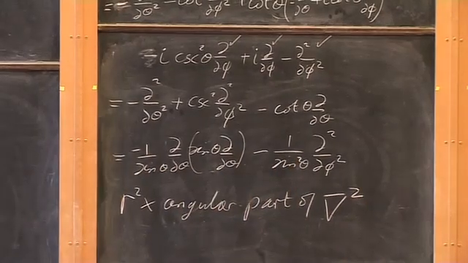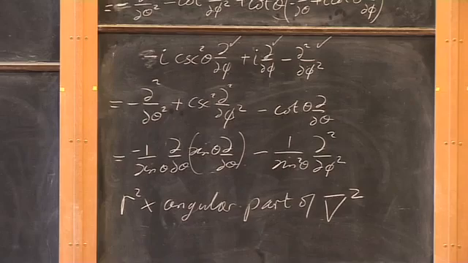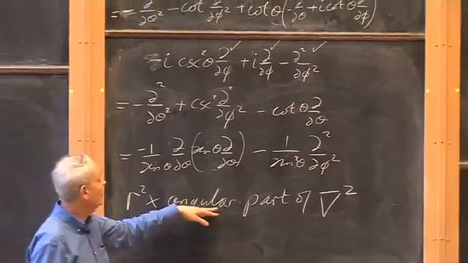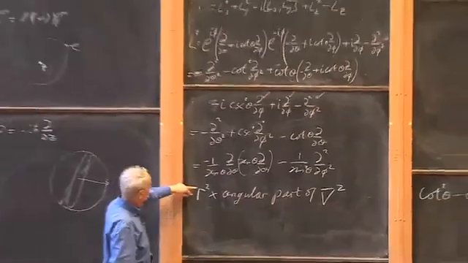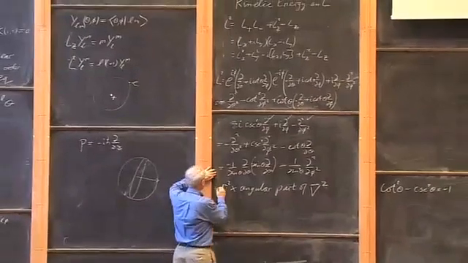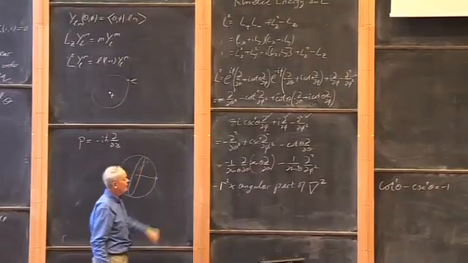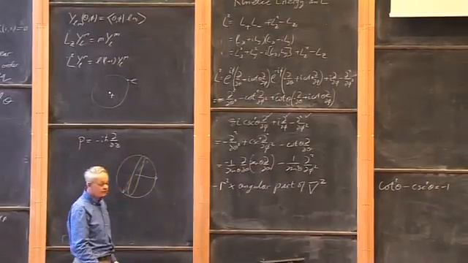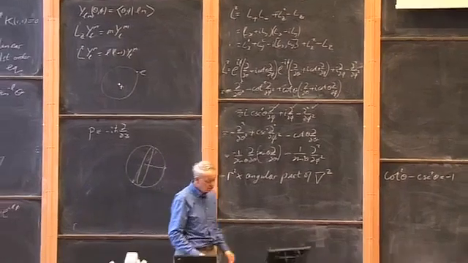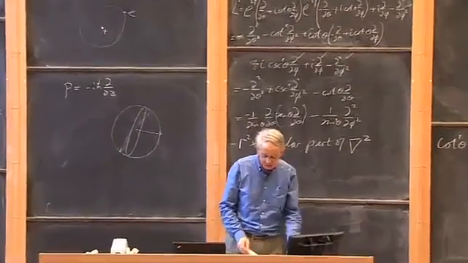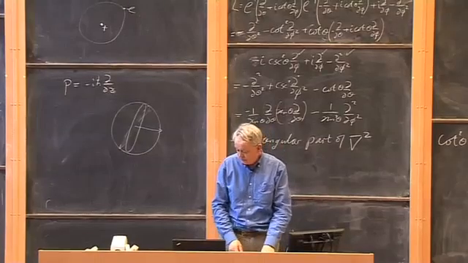And on that note, it's time to leave. We're not quite finished with the calculation, but that's the important bottom line, that L squared is actually with a minus sign, at minus r squared times the angular part of del squared. And we'll push that forward into the kinetic energy tomorrow. No, on Wednesday.